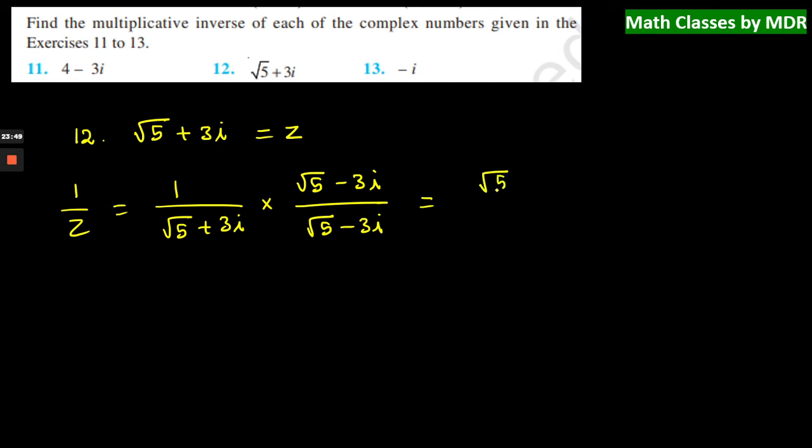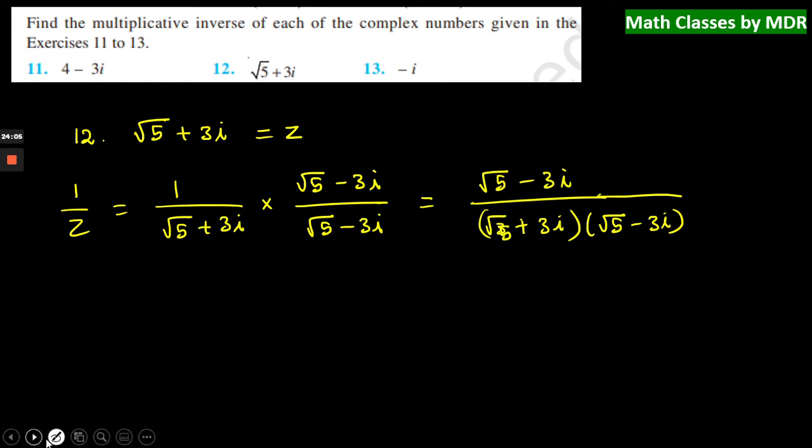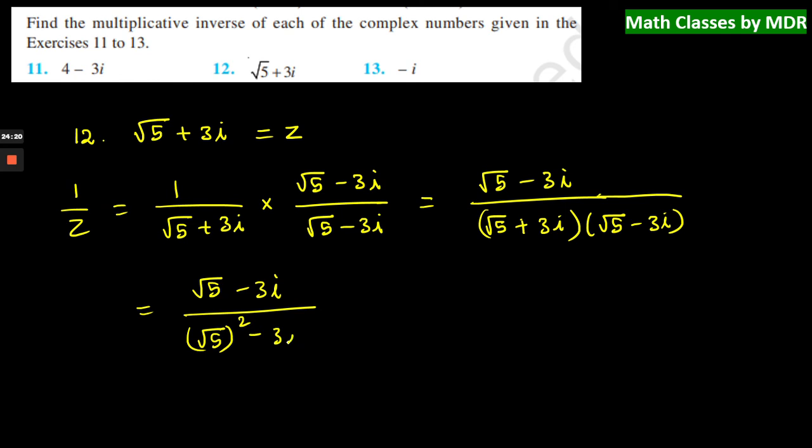Now root 5 minus 3i upon, so this is of a plus b into a minus b form again. So let me take one more step, root 5 plus 3i into root 5 minus 3i, right? So we have it in the a plus b into a minus b form. So that is nothing but a square minus b square. Therefore, root 5 minus 3i, I can write it as root 5 whole square minus 3i whole square.